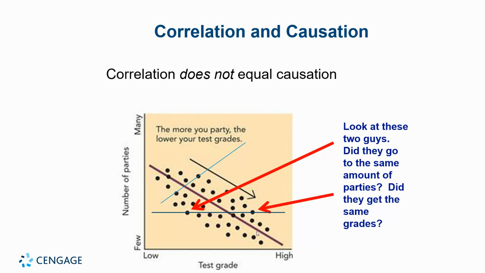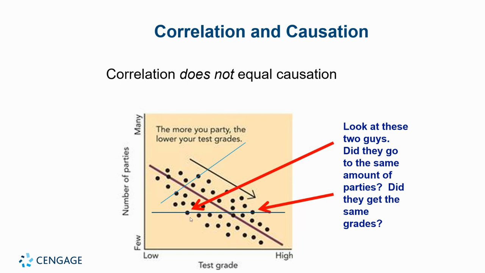That purple line shows that the more parties you go to, the lower the test score on average, and vice versa. The fewer parties the student goes to, the higher the test grade. This would be a negative correlation. But you can look at the data and see that the one thing doesn't really cause the other. If you look at this horizontal line, you can see that these two students went to the same number of parties, and yet they ended up with very different scores on the test.